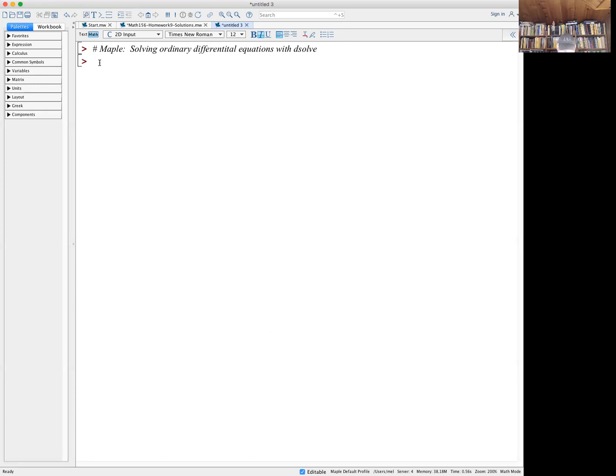I'll just call it ODE, but we can call it anything we like. So let's take a simple example. Suppose this is just going to be the equation of exponential growth. So the equation is dy dx equals some constant times y. So the way we write dy dx is diff, for differentiate the function y of x once with respect to x.